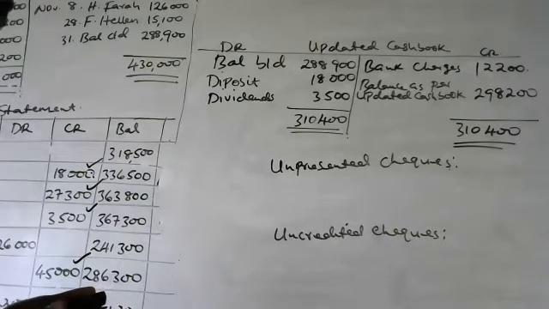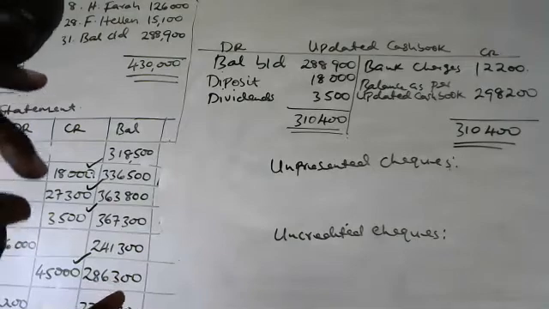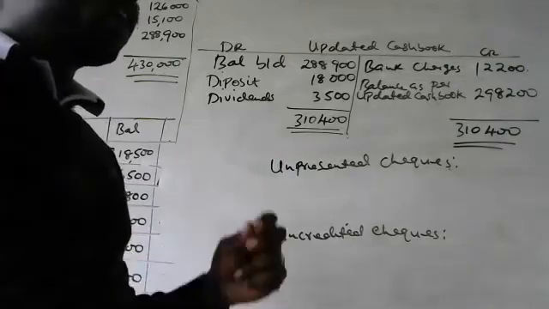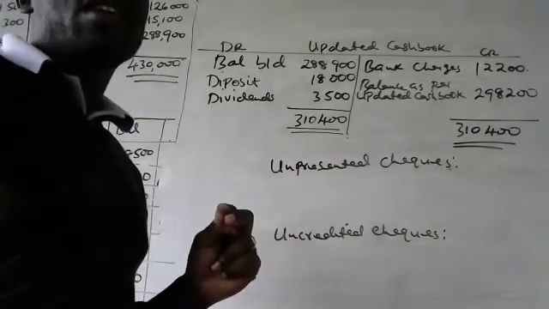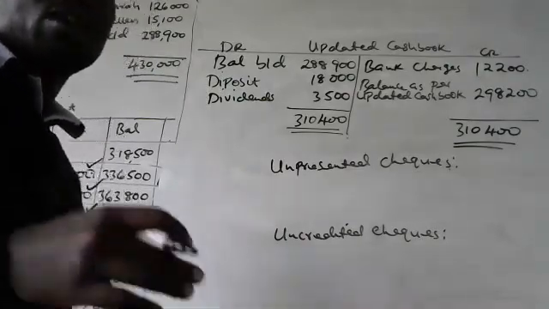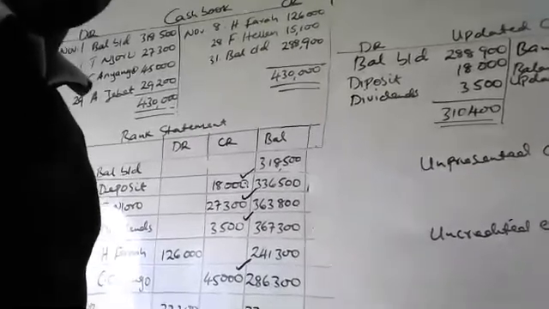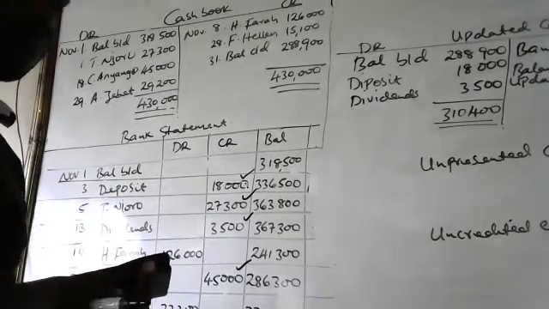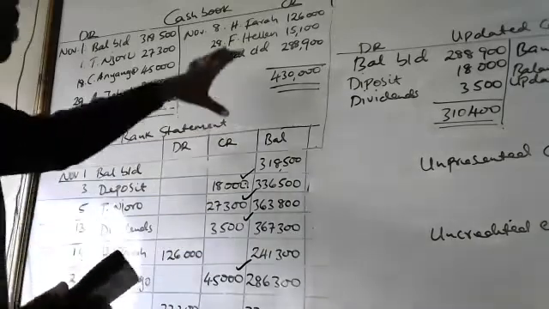So here, the unpresented checks, from the definition we give them, are checks that were paid by the business and recorded in the cash book for that matter, but have not been presented to the bank. So the underlying concept here is they are checks that were paid. They were paid, yeah? And we recorded them in our cash book as paid checks. And then when we go to our bank statement, they are not going to be found there.